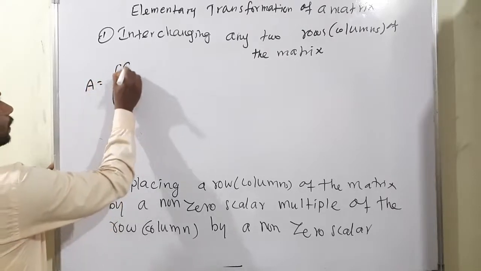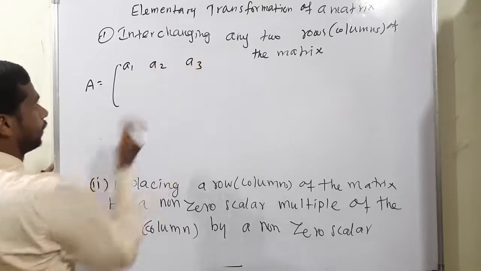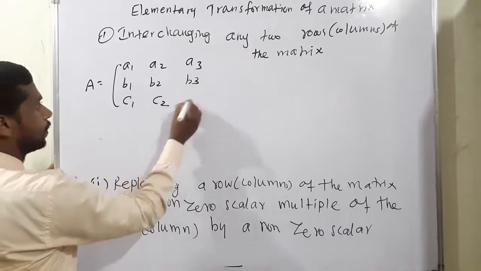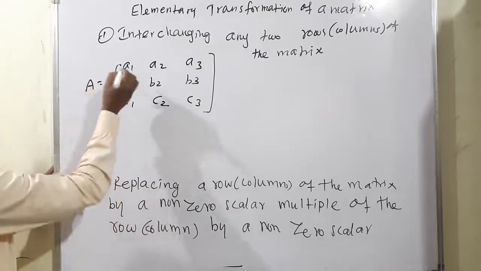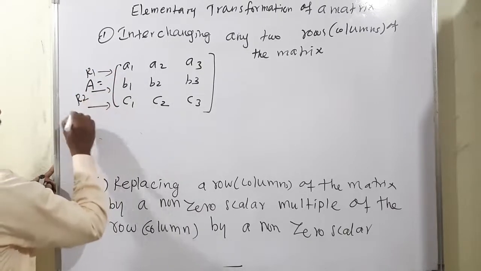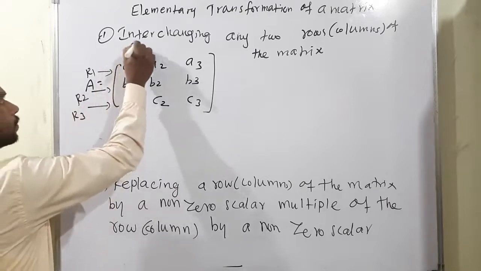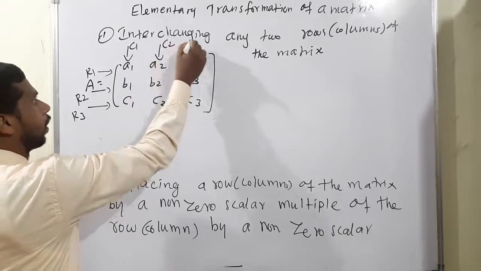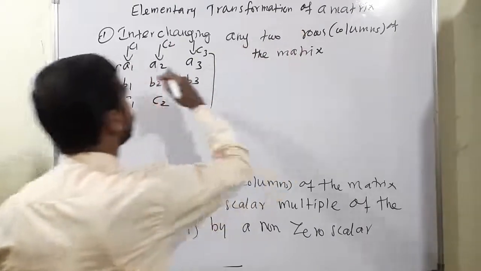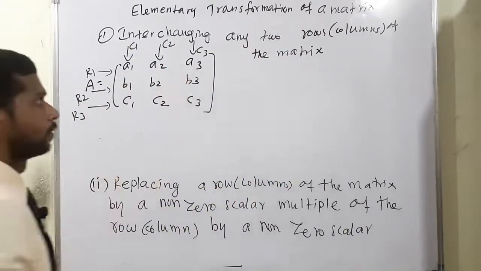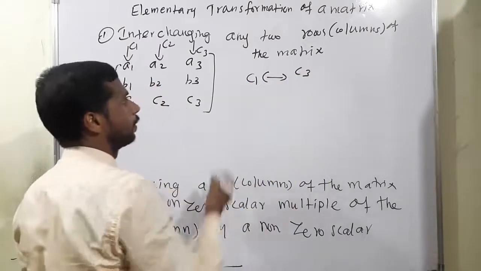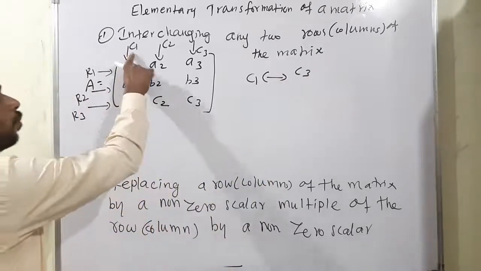A is equal to A1, A2, A3, then B1, B2, B3, then C1, C2, C3. This is called row 1, this is row 2, this is row 3, and these are column 1, column 2, column 3. Condition number 1 says interchanging any two rows or two columns. According to the condition, if C1 is interchanged with C3, what will happen?